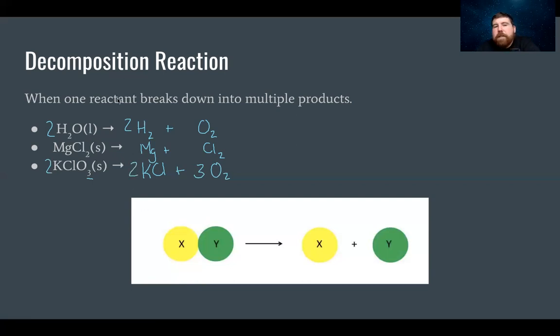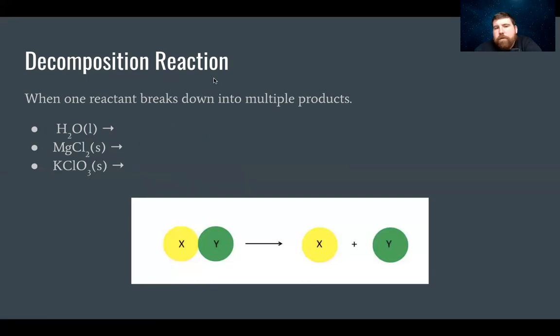When you're looking at a decomposition reaction, know that the reactants are breaking down into multiple products. Generally, they're going to be elements. They don't always have to be, but for the compounds that contain only 2 elements in them, they're going to break down into the individual elements.